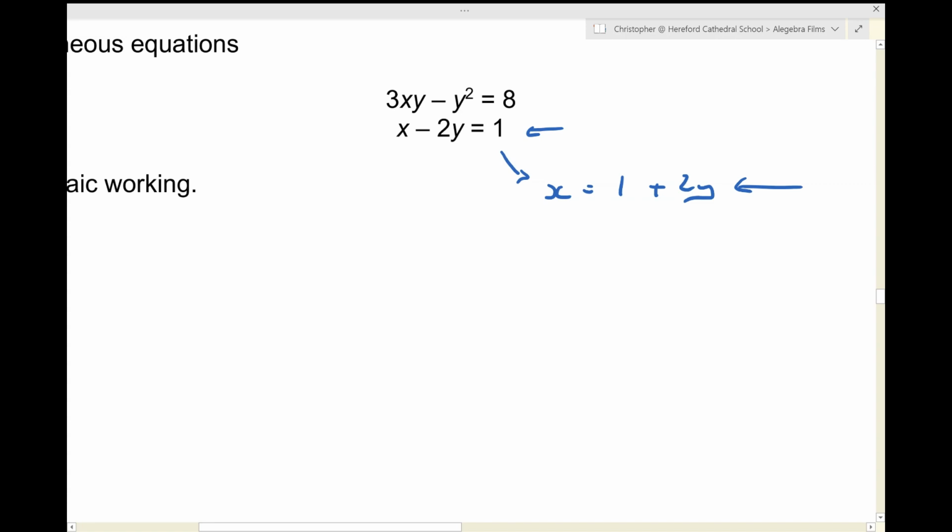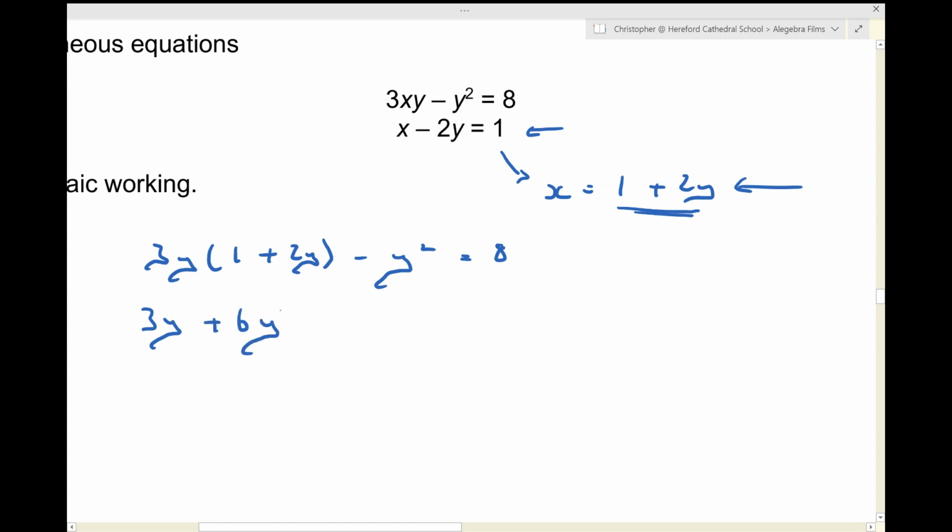So I've got 3 times x times y. So I'm going to write 3y multiplied by x, but I'm not going to write x. I'm going to write (1 plus 2y) minus y squared equals 8. Now I've got an equation here with y's in it, which I can solve. I've multiplied out that top bracket, minus a y squared equals 8. Tidy up the left-hand side, 5y squared plus 3y equals 8.